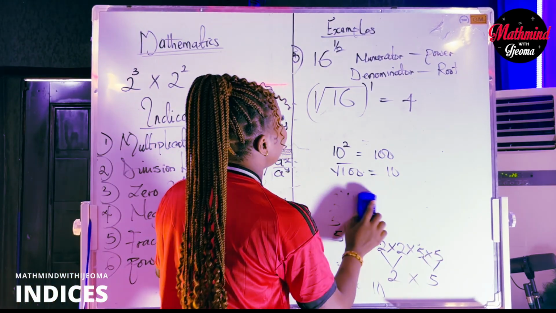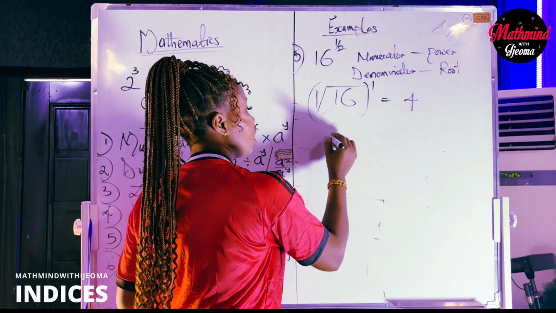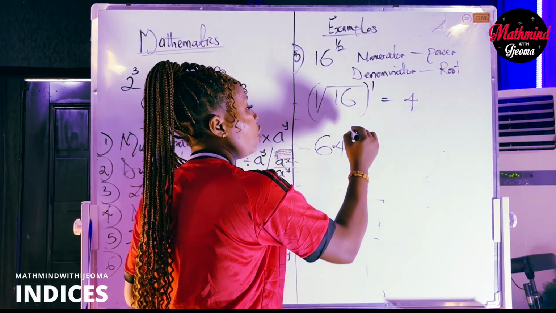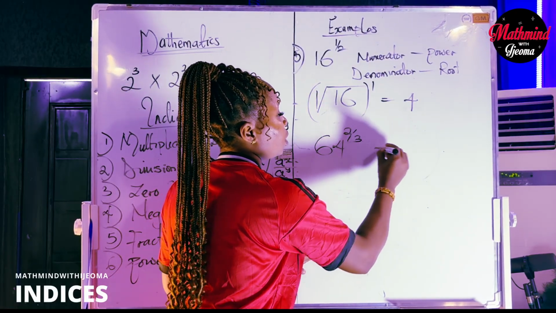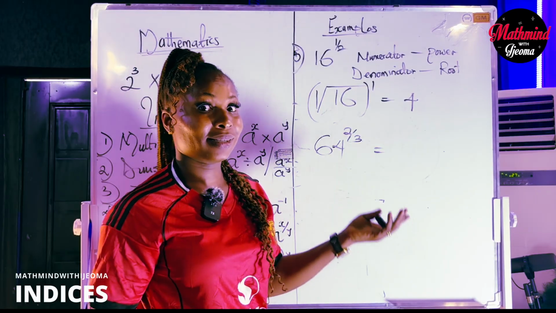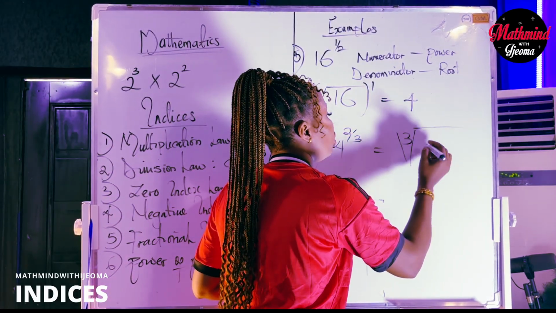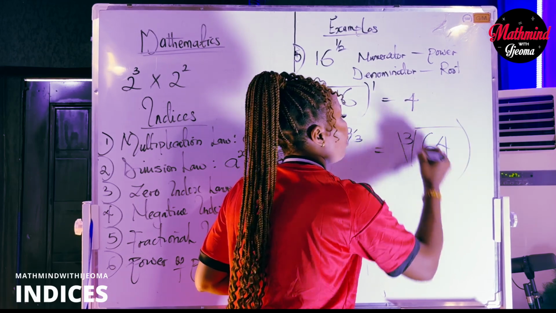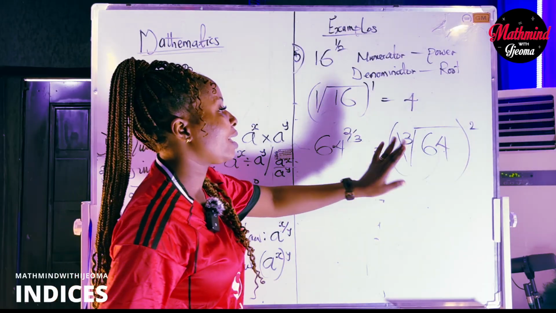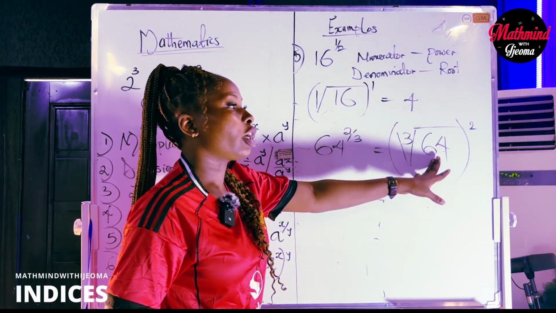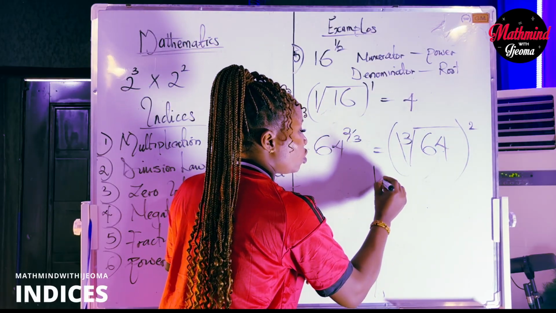Okay, let's go ahead with our fractional index law. 64 raised to power 2 over 3. So, as explained earlier, we have the cube root of 64 power 2. In this case, you just find the cube root of 64, the same way we did the square root.